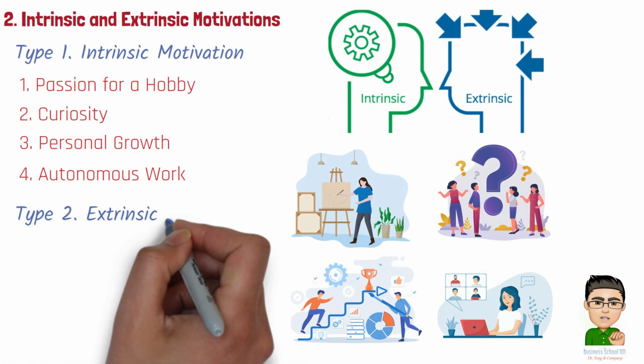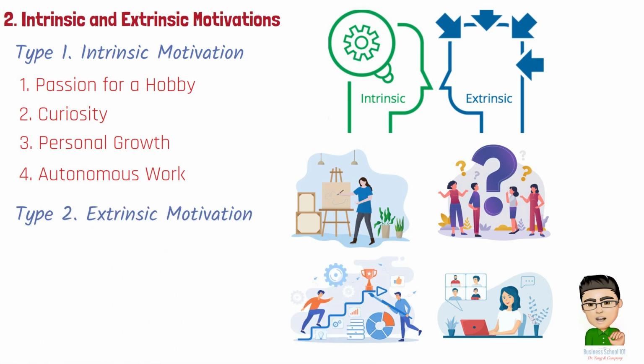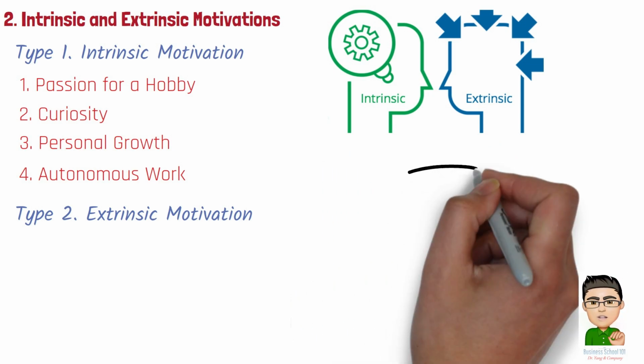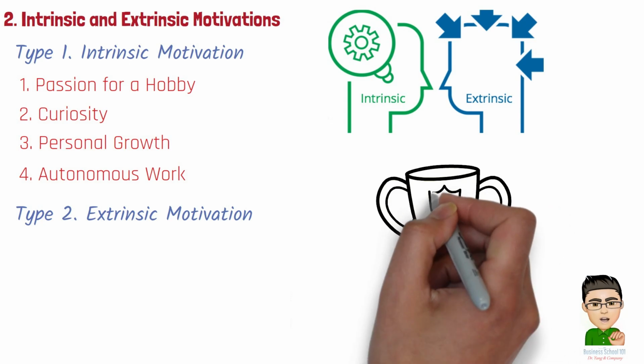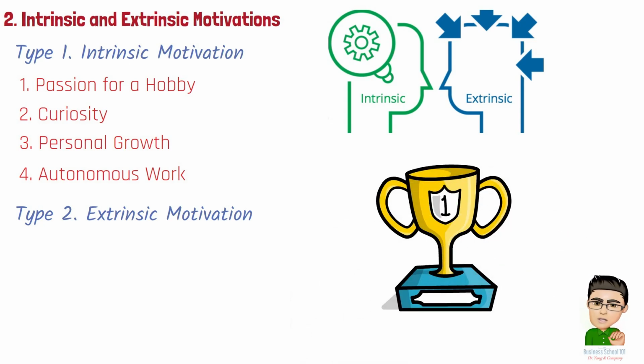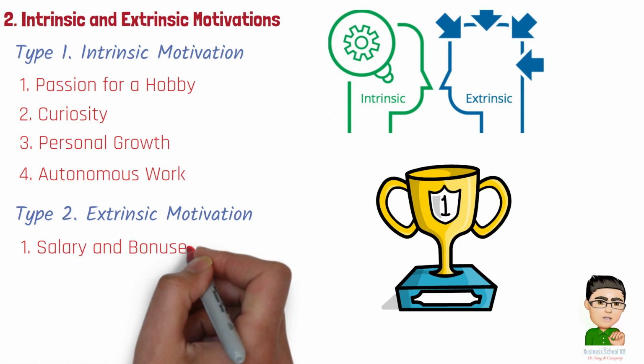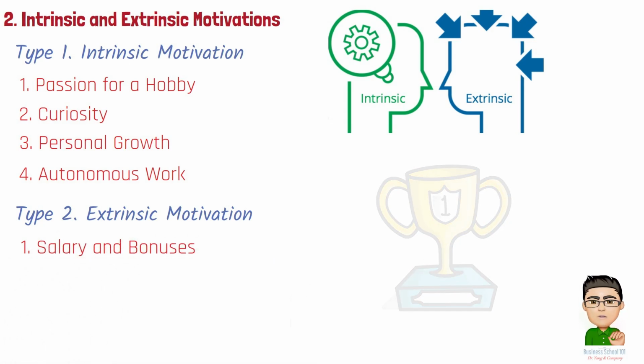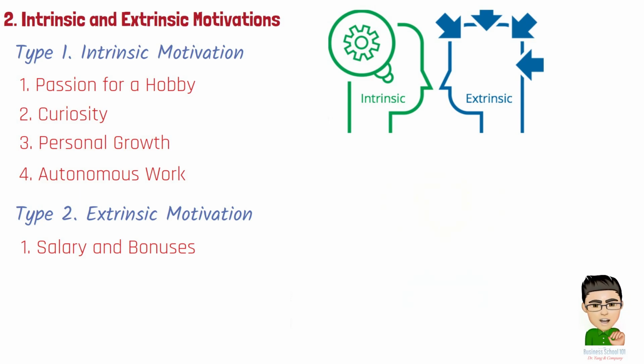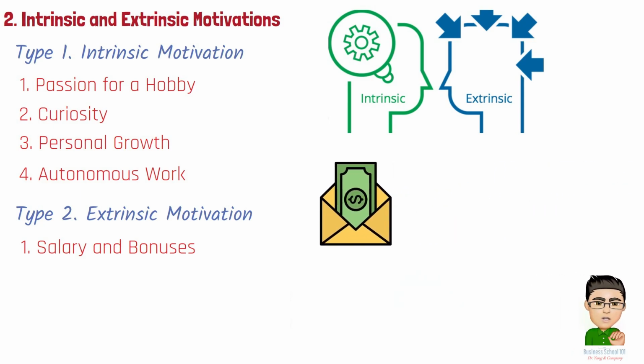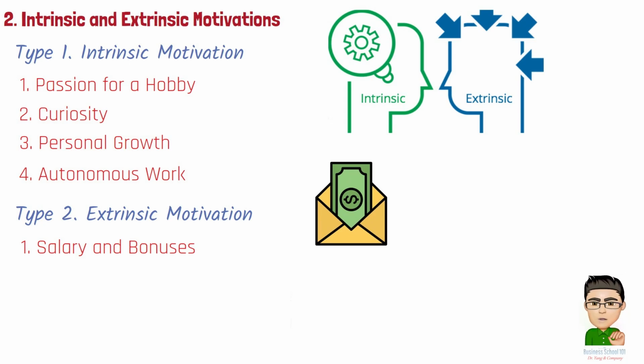Type 2. Extrinsic motivation. Extrinsic motivation, on the other hand, involves engaging in an activity or task to obtain external rewards or avoid punishments. While extrinsic motivation can be effective in driving behavior, it may not always lead to long-term satisfaction or engagement. Examples of extrinsic motivations include: Number 1. Salary and bonuses. Many people work primarily for a paycheck. They may not particularly enjoy their job, but the extrinsic motivation of receiving a salary is what drives them to perform their work.